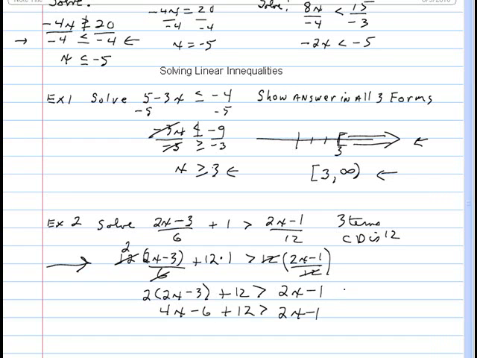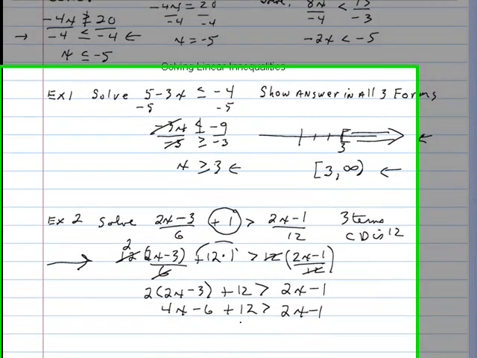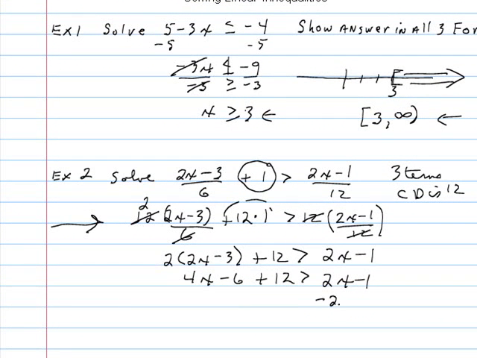While I'm thinking about it, let me remind you of something. When you're getting rid of denominators, don't just multiply the terms with denominators by 12. This term had no denominator, but it still got multiplied by 12. You're multiplying every term by 12, whether it has a denominator or not. Okay, we've gotten rid of our fractions. We've gotten x out of the grouping symbol. Now we want to get all our x terms to the same side, so I'll subtract 2x from both sides. And we want to get all our non-x terms to the other side, so I'll add 6 to both sides, and I'll subtract 12 from both sides.